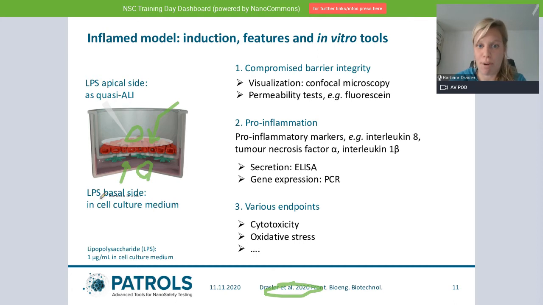Regardless of the approach, an inflamed tissue has its specific features. One thing that a pro-inflammatory status in the tissue does is that barrier integrity is compromised to a lower or higher degree. A compromised barrier integrity can be visualized using confocal microscopy, for example, or also using permeability tests such as fluorescein or even TEER, as we discussed before. And as I mentioned before, a very general characteristic is secretion of pro-inflammatory markers. We can assess this with ELISA, and we can also do the respective gene analysis with PCR. Also, various other endpoints are advised to be monitored in parallel, such as cytotoxicity, oxidative stress, and many others, but I will not go into details.